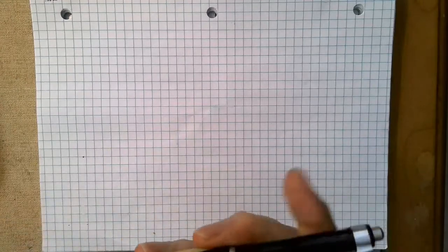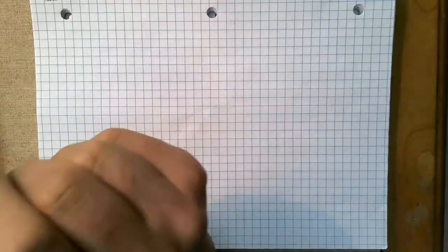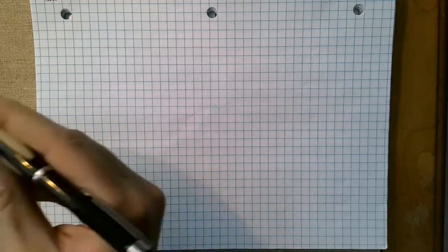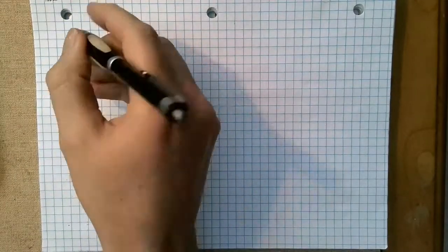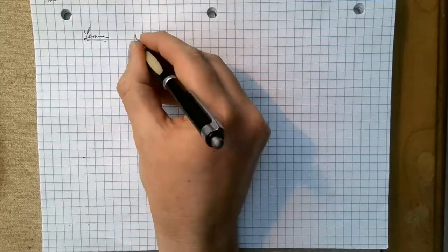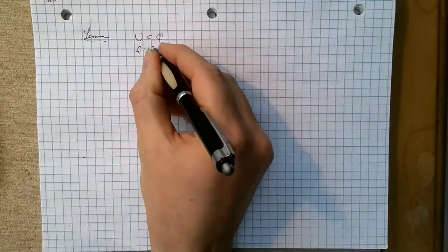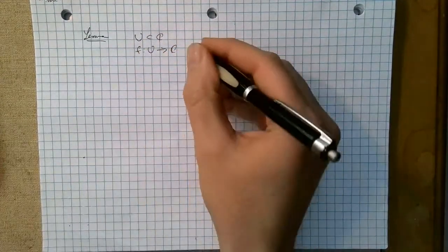So let's look at zeros of holomorphic functions. We'll first give a lemma that we've really used before, but let's give it more formally and more completely. So we have a lemma. Let U be some open set, and f a holomorphic function.